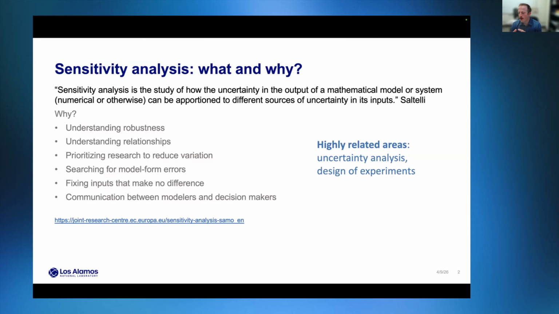And then design of experiments is very related also. And the more I learn about design of experiments, the more I feel like there's a lot of really cool stuff there. But it's really geared toward expensive experiments that you can do very few of. And so you have to get the most information you can out of a limited number of experiments. In sensitivity analysis, we'll see that we're not always that constrained and stuck with such a small number of model evaluations.